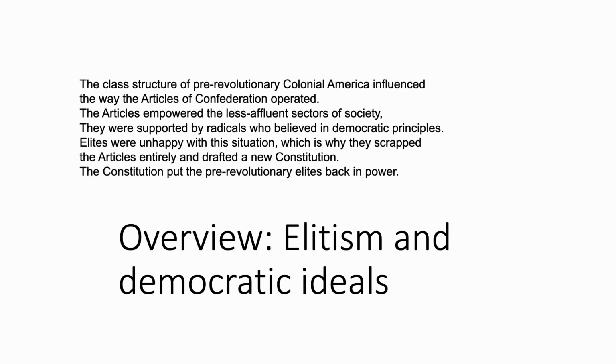And the way the society was structured influenced our first governing document as a nation, which was the Articles of Confederation. A quick overview would be that the Articles of Confederation, our first constitution, so to speak, empowered the less wealthy sectors of society. The Articles were supported by basically democratic radicals, who believed in small d democratic principles. I don't mean there was no Democratic Party, but I mean they believed in democracy. Colonial elites, and later elites in the new nation, the new U.S., were unhappy with this situation, and they did not like the way the Articles of Confederation worked, and so they scrapped the Articles entirely and drafted a new constitution that put them back in power. That's the overarching political background to it.